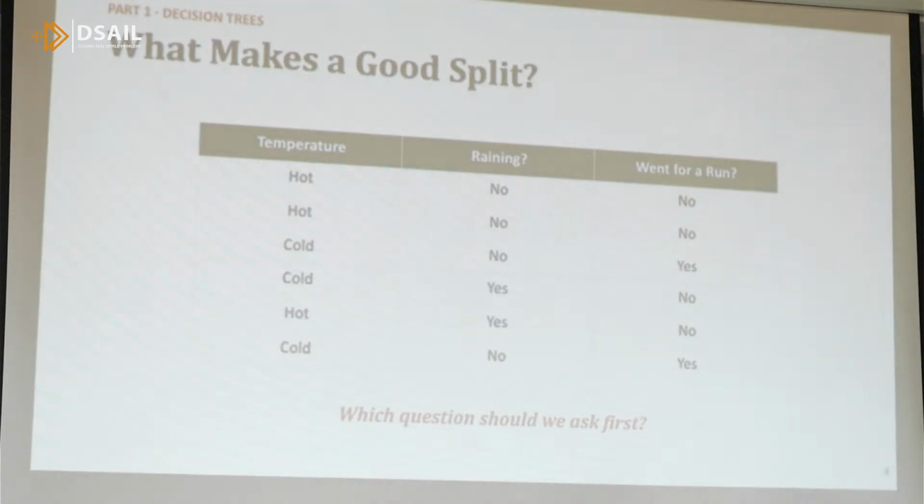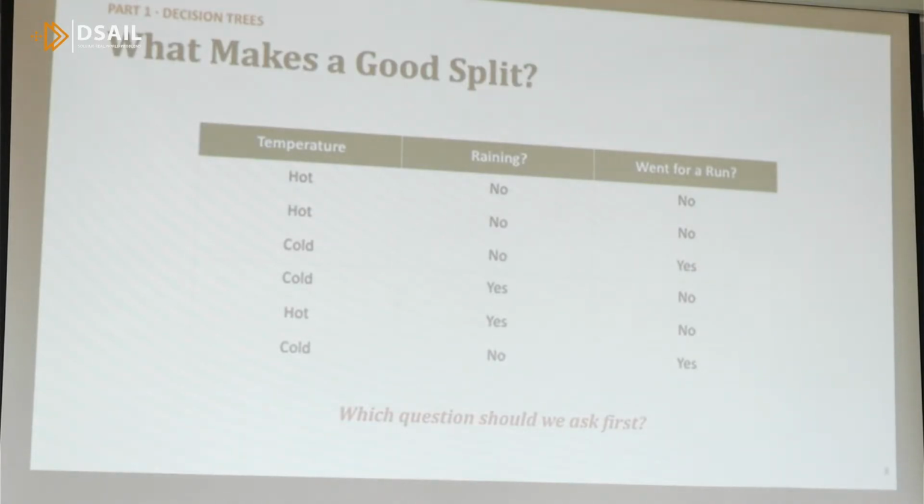Temperature and rain. What are the possible conditions of temperature? Hot or cold, isn't it? And what about rain? Yes or no? And then what's the outcome of whether we will run or not? Yes or no? So when you're building our decision tree, and this is, I don't want to call it a trivial example, but it's base case zero, a simple example.